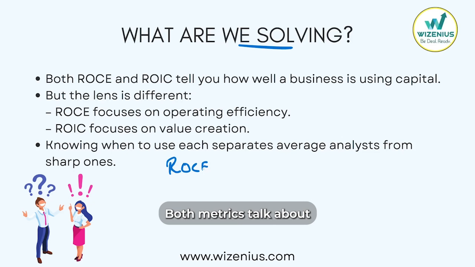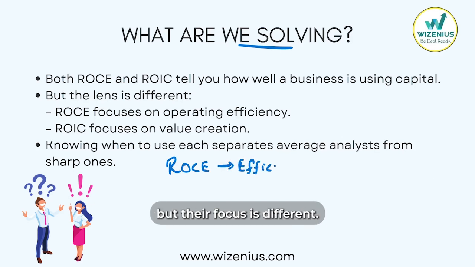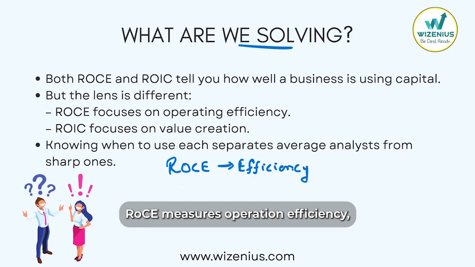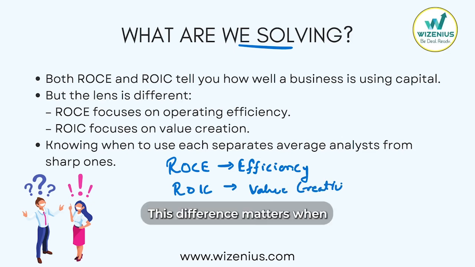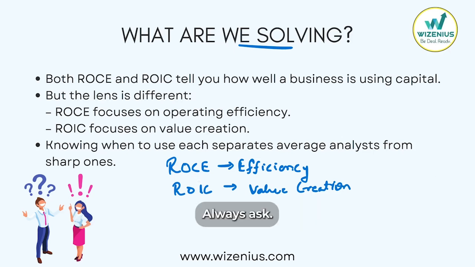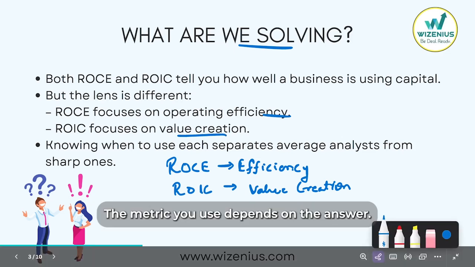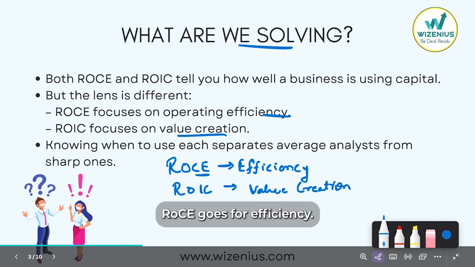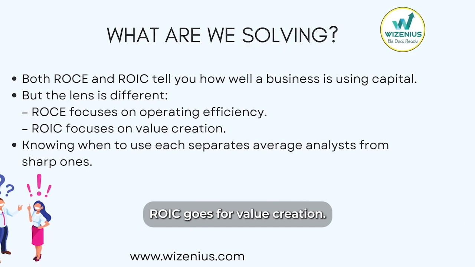Both metrics talk about how a business uses capital, but their focus is different. ROCE measures operational efficiency, whereas ROIC measures value creation. This difference matters when comparing companies or building valuation models. Always ask, am I checking efficiency or am I checking value creation? The metric you use depends on the answer. ROCE goes for efficiency, ROIC goes for value creation.